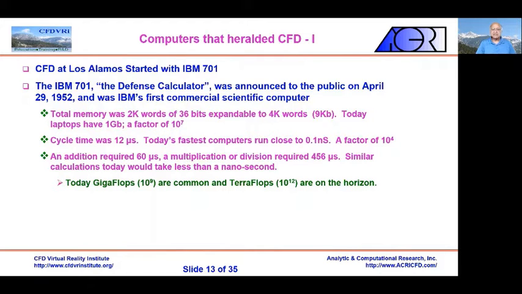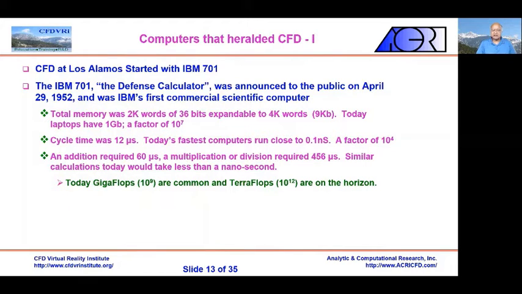So an addition required 60 microseconds and a multiplication or division 450 microseconds. You can imagine, 450 microseconds is almost a millisecond, 1,000 a minute. There were human beings who could multiply faster than that. Similar calculations today take less than a nanosecond.